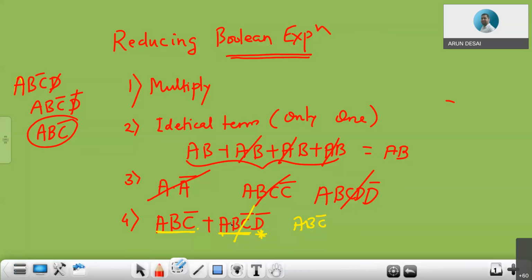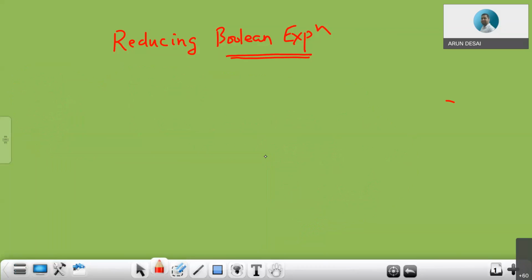Okay, I'll give you an example. Reduce the expression f equal to a plus b, and so on, ending with c complement e. Try to reduce this expression.